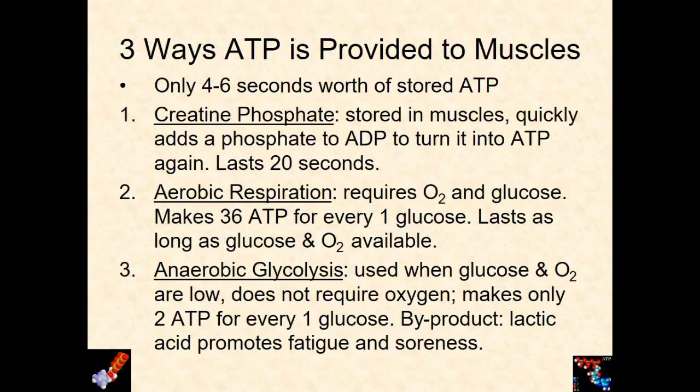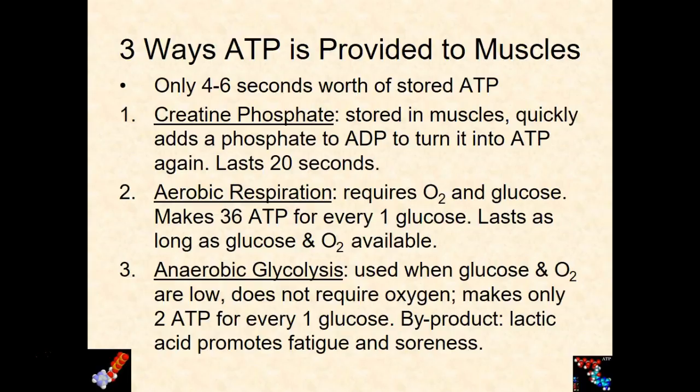So what happens is your body switches to anaerobic glycolysis, which anaerobic means without oxygen. So this is used when glucose or oxygen or one of them is low, or both of them are low. So it does not require that oxygen. It does require some glucose. So this is why I said earlier, usually it's the oxygen that runs out first. If you're not able to undergo anaerobic glycolysis, you won't have any ATP, so you just collapse. So this makes only 2 ATP for every 1 glucose.